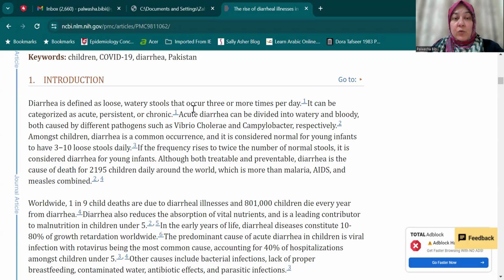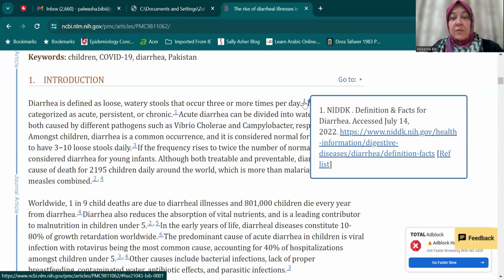Diarrhea is defined as loose watery stool that occurred 3 or more times per day. It is a definition of diarrhea. This is the first reference, definition of diarrhea. So once you write the entire narrative, once you write that story without looking at references, no looking at references, no copy pasting, no downloading, and no plagiarism. You just write it in your own words in good English.